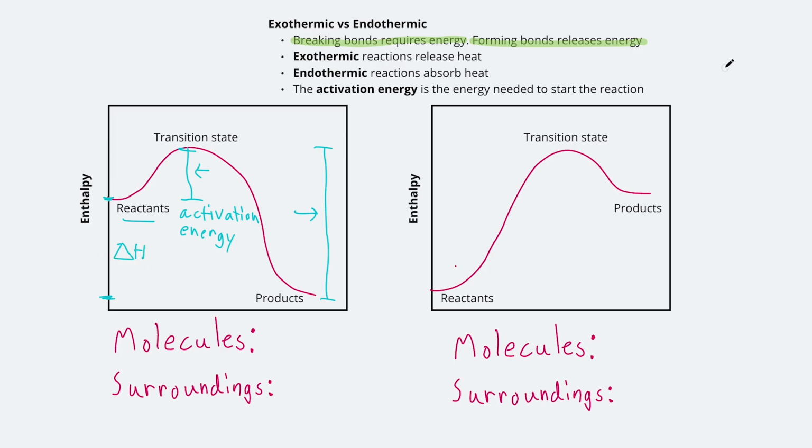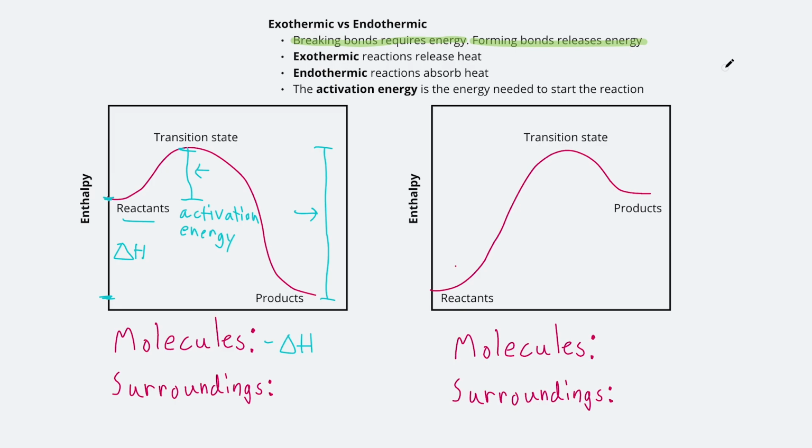So notice how in this one, when we formed our products, we lost more energy than we had to put in to reach that transition state. So overall, our products have a lower enthalpy than our reactants had. So the molecules themselves had a negative delta H because they lost some of that enthalpy that was contained within their bonds. Now you need to think about where did that enthalpy go, or where did that energy go?